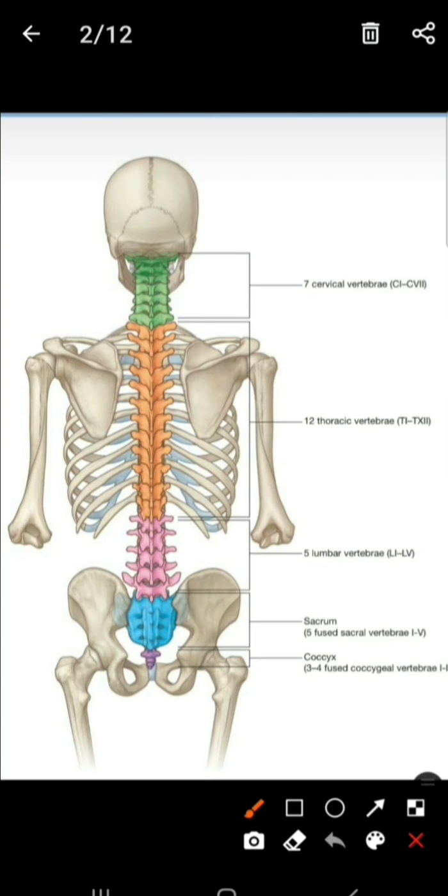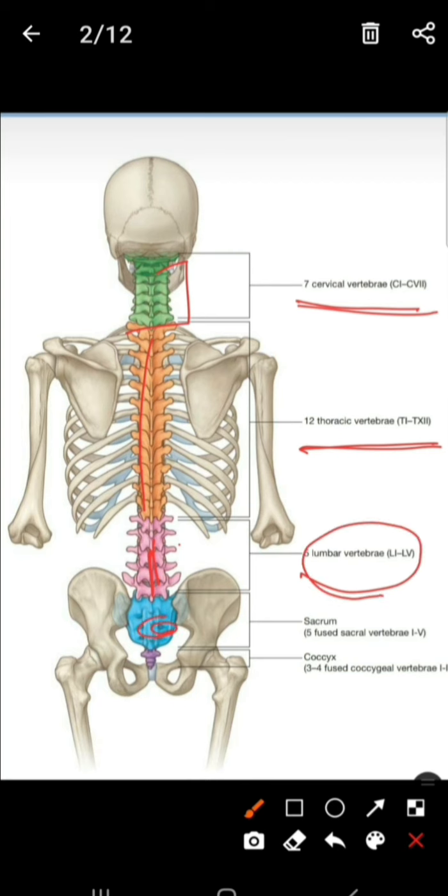First of all, this is the vertebrae. There are different classifications of the vertebrae. This is the cervical vertebrae, which is 7 in number, and this is the thoracic vertebrae, which is 12 in number, and this is the lumbar vertebrae, which lies in the lumbar region and is 5 in number. And this is the sacrum, which is 5 in number. After some time, when our body grows, the 5 bones ossify and form a single bone. And this purple one is the coccyx, which is 4 in number.